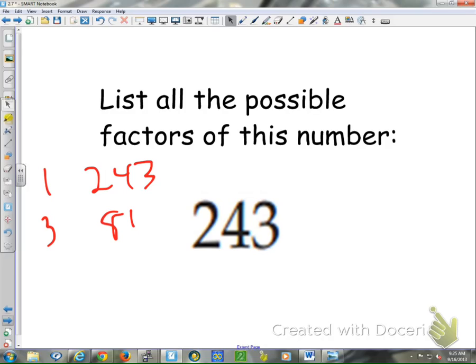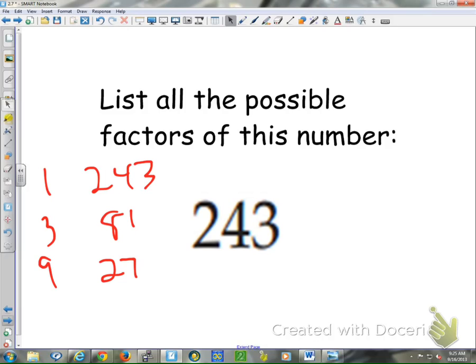Craig, what'd you say the next one you found was? 9 and 27. Now here's the thing. You'll know you're done if the numbers in this column start surpassing the numbers in this column in size. So 10, 11, I don't think 11's one. Nope. How about 13? Nope. 17? Nope. 19? Nope. 21? Nope. 23? Nope. And we're done. Those are the only numbers you really had to check, because after that you get to 27, but we've already found 27 and up. So, there's the factorization of this problem.